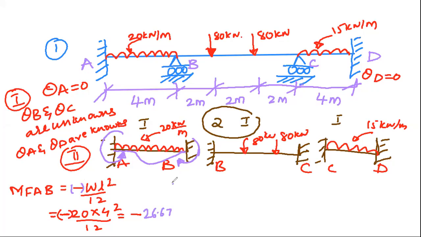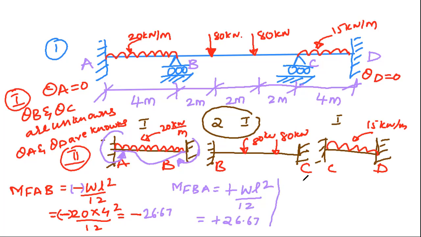Similarly, you have to calculate MFBA. How do you calculate MFBA now? Because this is a clockwise resistance, put plus, and again the formula will be the same, plus WL square by 12, and this will become plus 26.67. So this is the story about MFAB and MFBA.